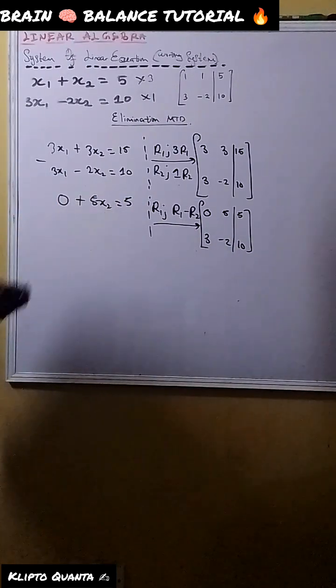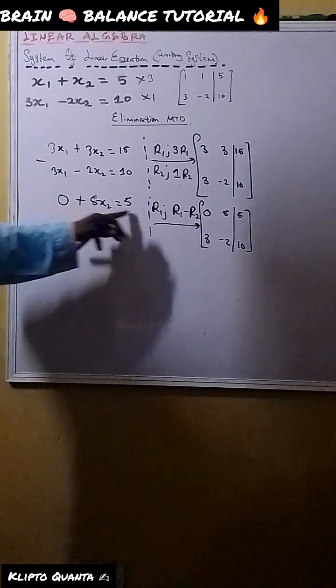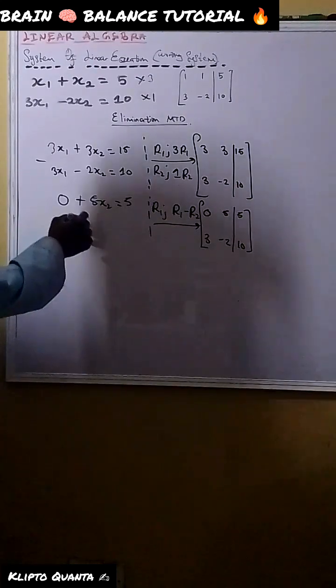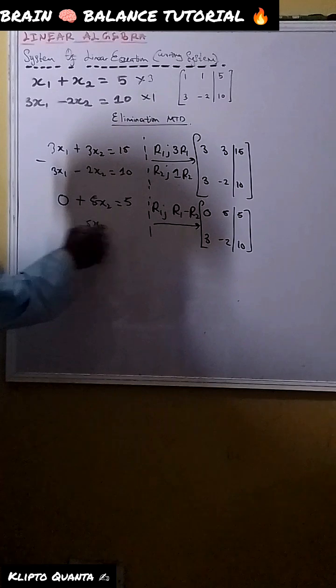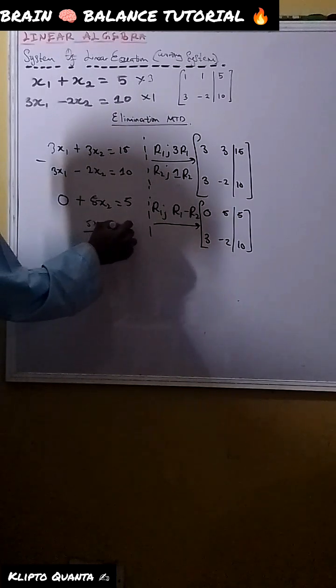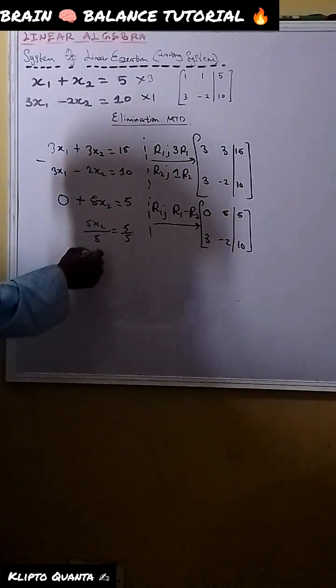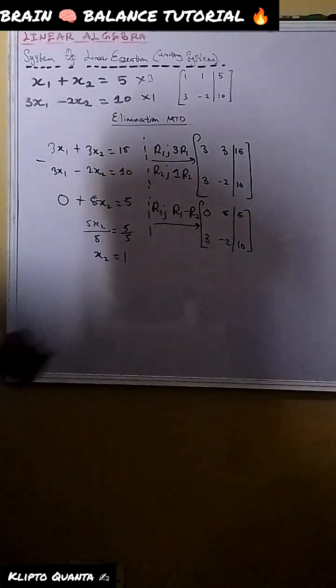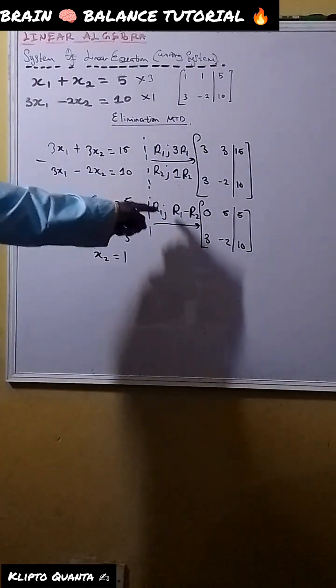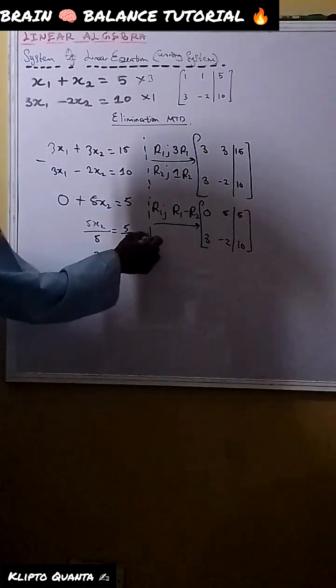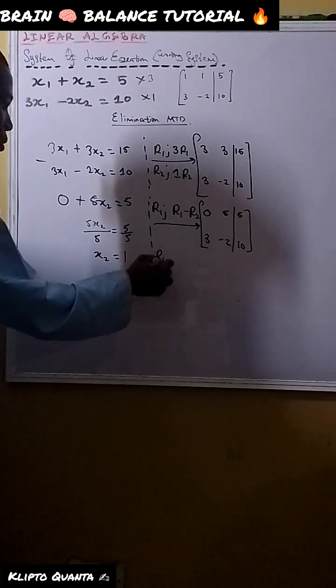You get my logic? So from there now, what do we do next? We can divide both sides by 5. Then from there, I have 5x2 divided by 5 equals 5 over 5. And you know, my x2 will be equal to 1. Now I can apply the same thing. Don't forget, we are still under row 1.